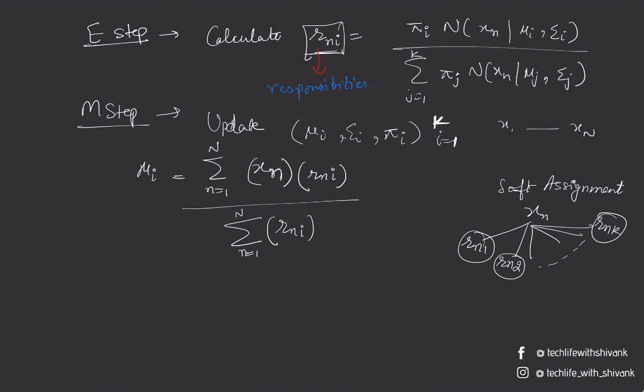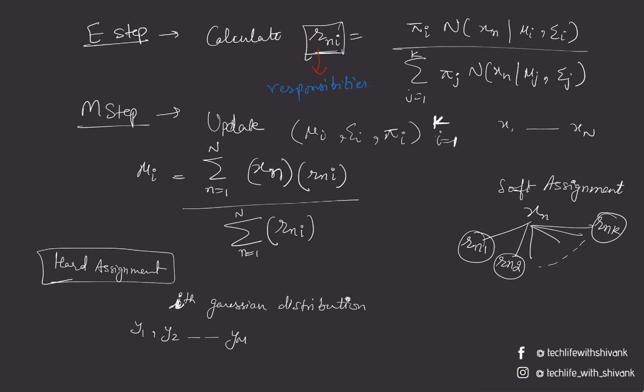So if you note that had it been a hard assignment, by hard assignment we mean every data point belongs to only one of the Gaussian distributions. So what we would have done is we would have taken all those data points which belong to the ith Gaussian distribution, and let's say those data points are y1, y2 up to y capital M. So our mu i would have been simply sigma of y n, where n is equal to 1 to capital M, divided by M.